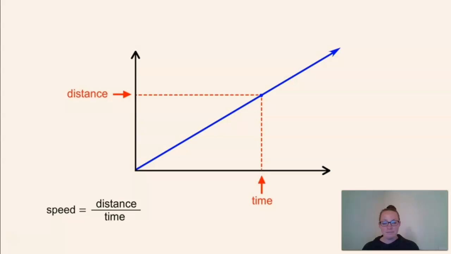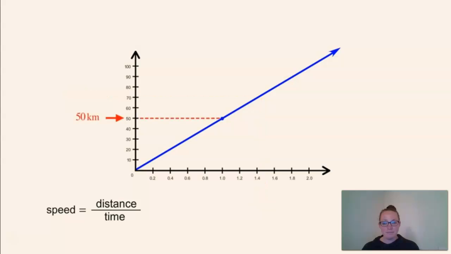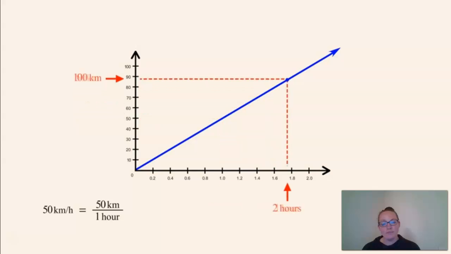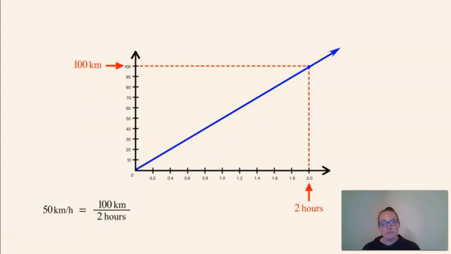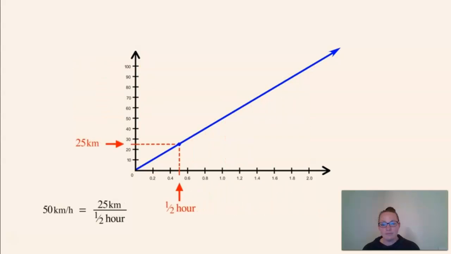is constant. For instance, if we travel a distance of 50 kilometers in 1 hour, then our speed is 50 kilometers per hour. If we travel 100 kilometers in 2 hours, the calculated speed will still be 50 kilometers per hour. Likewise, at the speed of 50 kilometers per hour, we will travel 25 kilometers in 1/2 hour.